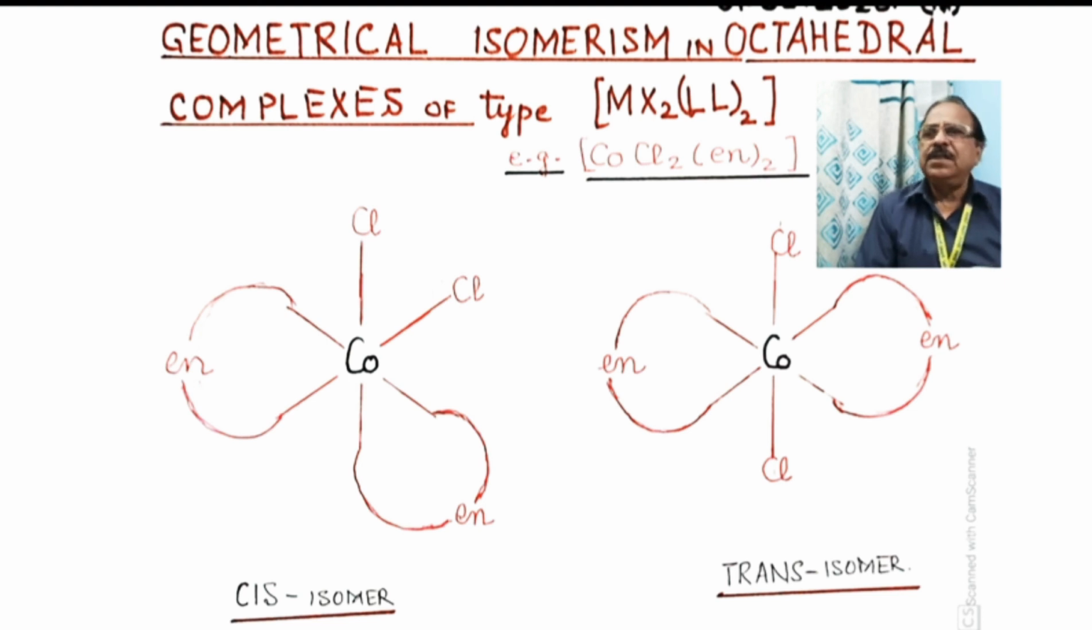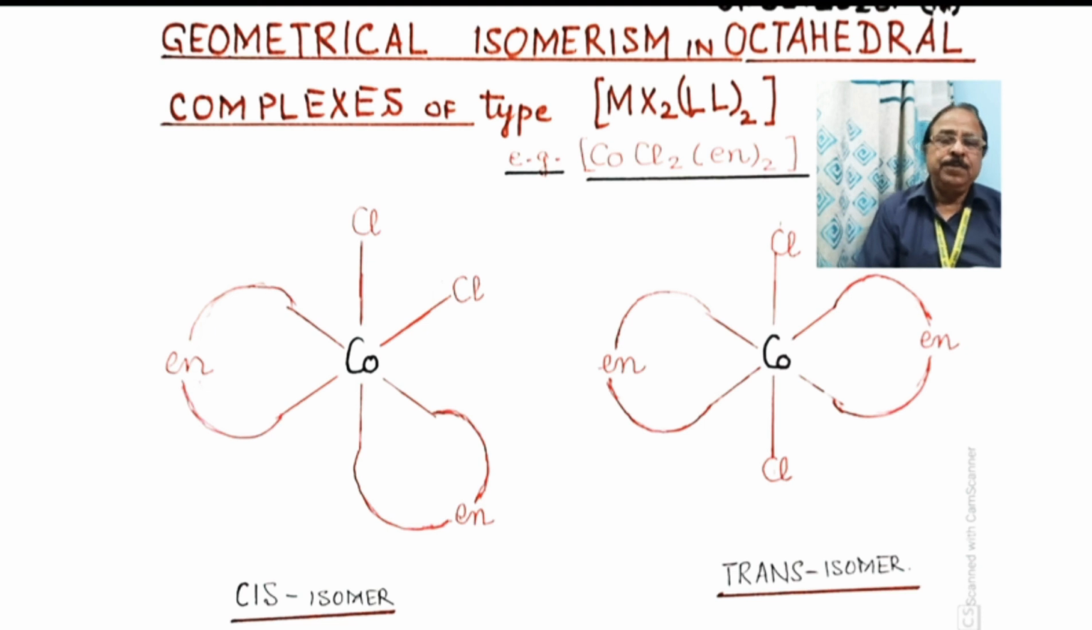In the same way, oxalate, if present, is also represented like this. Instead of en, we write ox. Now in the first example on the left side, that is the cis isomer, what is there? The 2 chloride ions are present on the same side, whereas in the other one, the 2 chloride ligands are present opposite to each other. The first one is therefore known as cis isomer because similar ligands, chloride ligands, are present adjacent to each other. And in the second one, the trans isomer, the 2 chloride ligands are present opposite to each other.